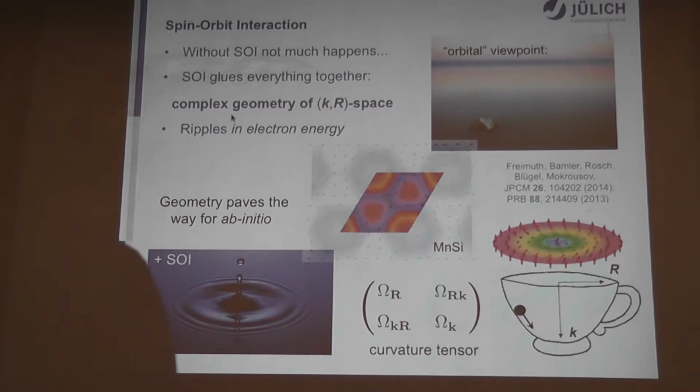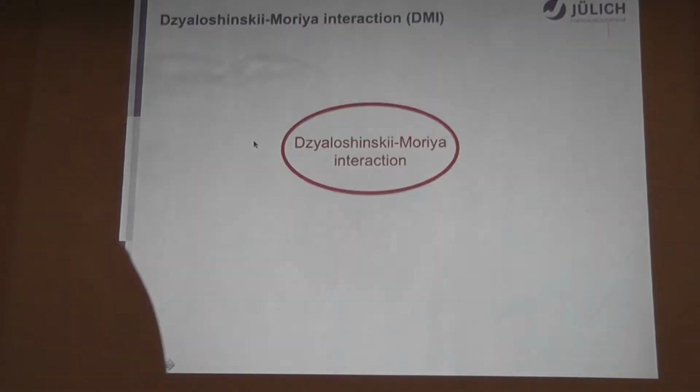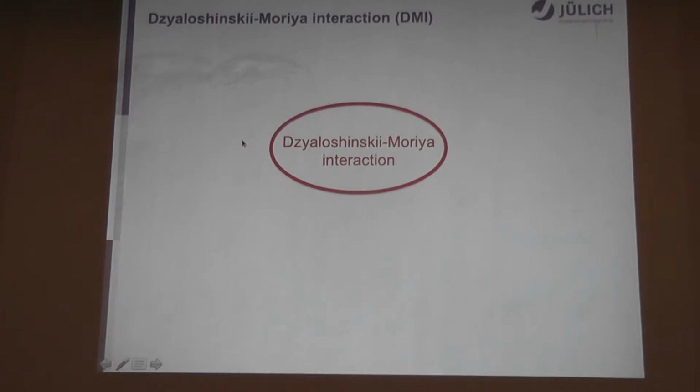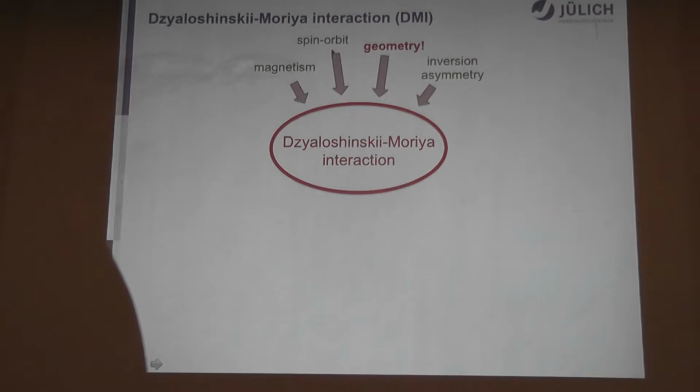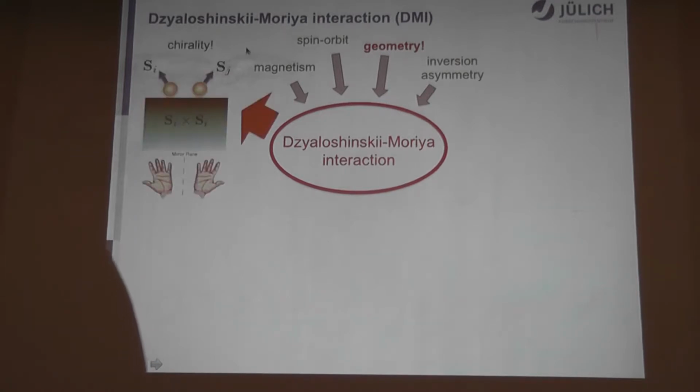And from phenomenological arguments we know that this can be attributed to nothing else but the Dzyaloshinskii-Moriya interaction. So the Dzyaloshinskii-Moriya interaction, let me come to it briefly, is one of the most fundamental interactions in magnetism. It is the consequence of magnetism, of spin-orbit interaction, of broken inversion symmetry, and as we have discovered recently, of geometry as well. The Dzyaloshinskii-Moriya interaction is a beautiful interaction because it actually allows you to distinguish between states of different chirality based on energetic arguments.